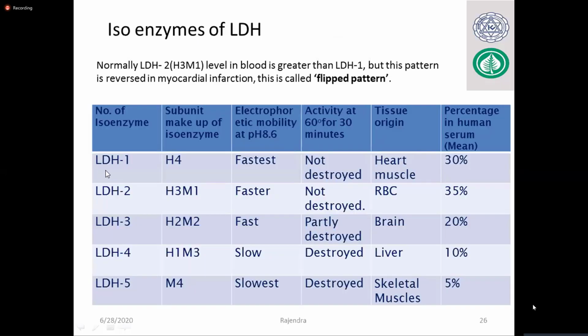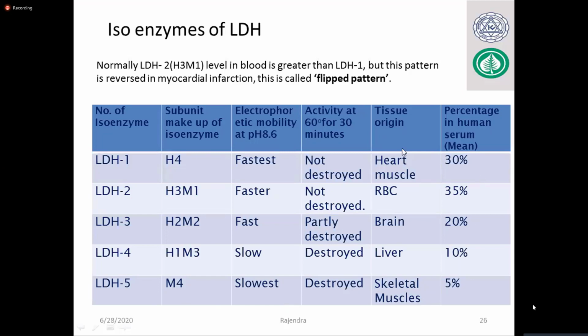See, LDH1, subunit makeup of isoenzyme H4. If we do electrophoresis, it runs very fast. Not destroyed even by 60 degrees for 30 minutes. Enzymes are generally destroyed after 40 or 50 degrees. This is a little bit temperature-tolerating enzyme. And tissue origin is heart muscle. Percentage in human serum is nearly 30%. Similarly, LDH2, that is also fast, available in the RBC around 35%. LDH3 in the brain 20%, LDH4 in the liver 10%, LDH5 skeletal muscle.